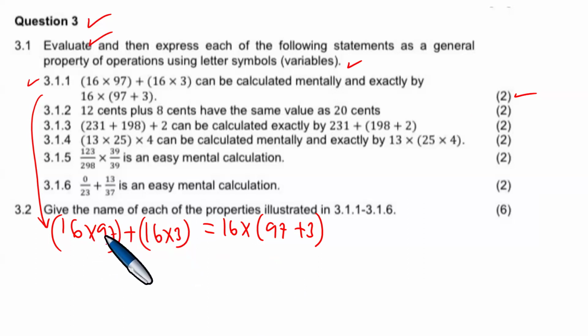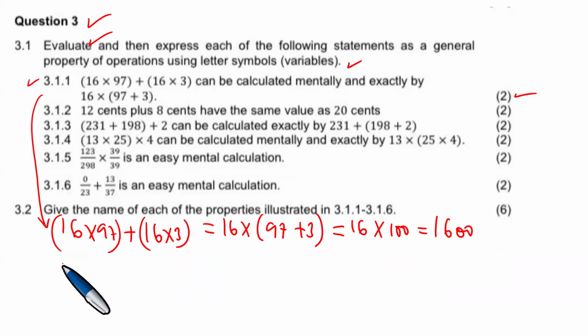Now, if you have 16 by 97 plus 16 by 3, the examiner is saying this is equal to this, but what law is this? So let us first evaluate these. What is 97 plus 3? 97 plus 3 is exactly 100, and therefore this is 1600.